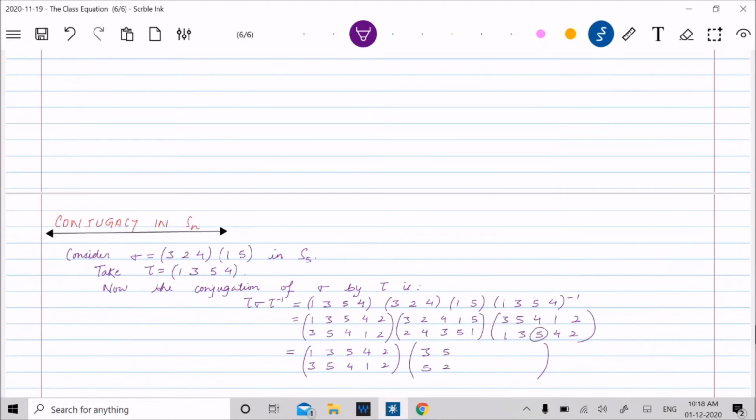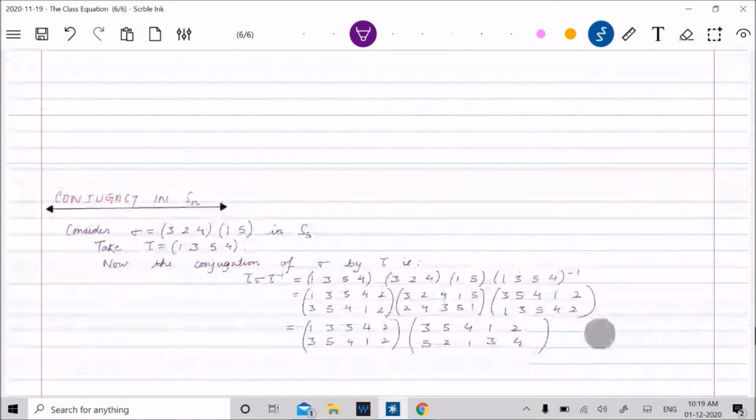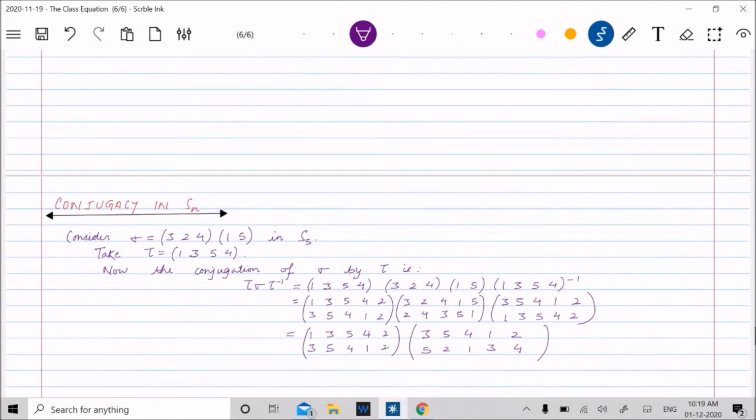And then image of 4 is 5, image of 5 is 1, so 4 maps to 1. Image of 1 is 4, image of 4 is 3, so 1 maps to 3. And finally 2 maps to 4. So this is due to the result of multiplication from right to left. I will mention it here.